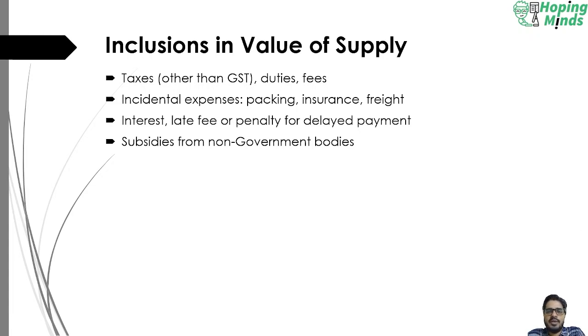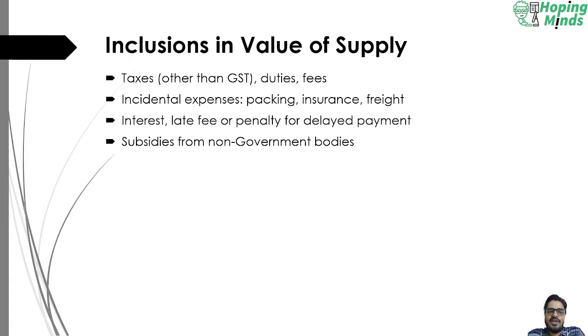Then the amount incurred by the recipient on the supplier's behalf is also included in the transaction value. For example, if a supplier is liable for delivery but the customer pays the transport agency rupees 2,000, this amount is added to the value of supply. Then incidental expenses like commission, brokerage or packing charges at or before the time of supply shall also be included in the valuation of supply. For example, if a supplier sells goods for rupees 10,000 and charges rupees 500 for packing and 200 for transportation, the total value is rupees 10,700.